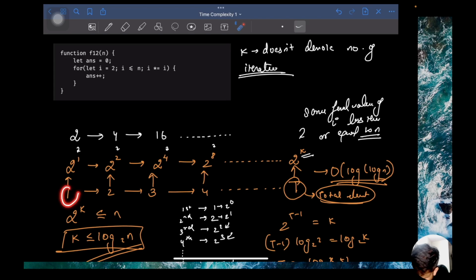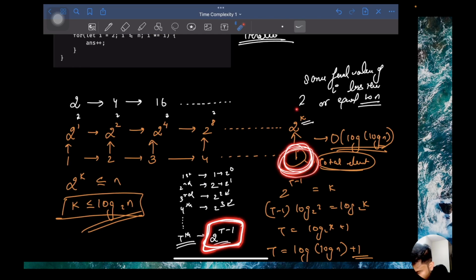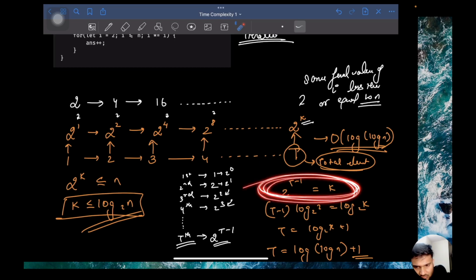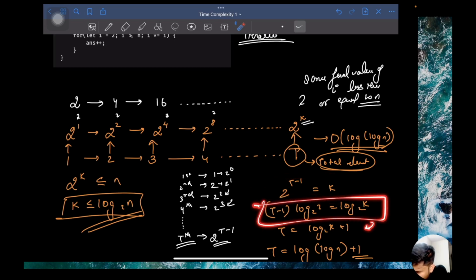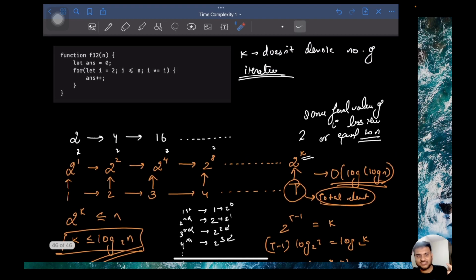In the first iteration, the power is 2 raised to the power 0. In the second iteration, the power is 2 raised to the power 1. In the third iteration, the power is 2 raised to the power 2. In the fourth iteration, the power is 2 raised to the power 3. So in some tth iteration, the power will be 2 raised to the power t minus 1. And we know the final power we considered was k. This was the final power of i. So 2 raised to the power t minus 1 will be equal to k. Taking log both sides and simplifying will give us t.